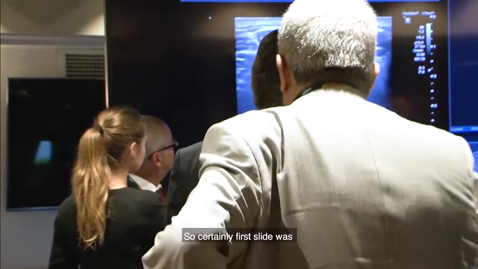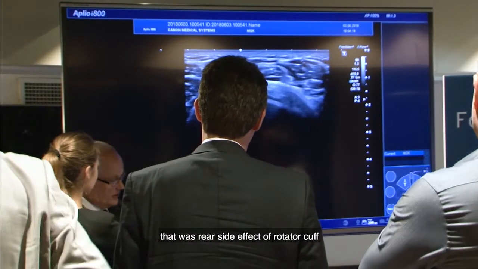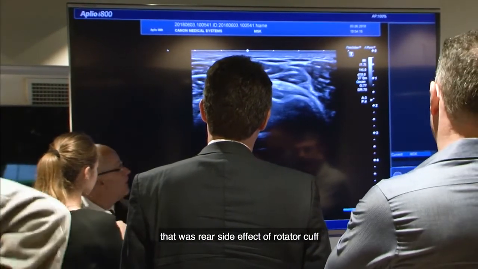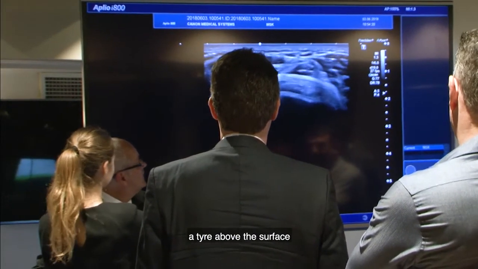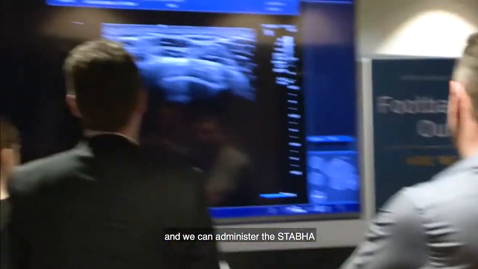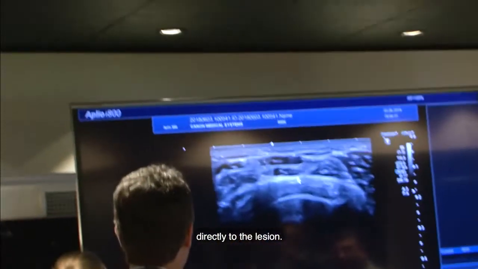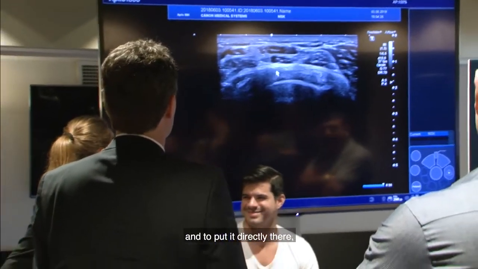So certainly, the first slide showed some effects on a rotator cuff. The rotator cuff is like a tire above the surface of the humerus bone, and we can administer the STABHA directly to the lesion. So we can find the lesion and put it directly there.